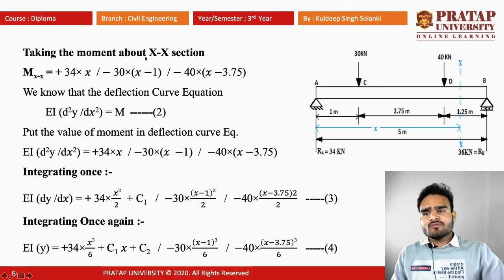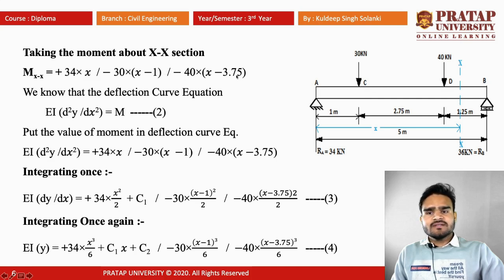Now taking the moment about the x section, moments are considered separately. Our first force is 34 kilonewton and the distance is x, so the moment is 34 x, and this is a clockwise moment. The 30 kilonewton is the downward force, an anti-clockwise moment, so it will be negative. The total distance is x, and A to C is 1 meter, so x minus 1 is the distance between C and the x section.